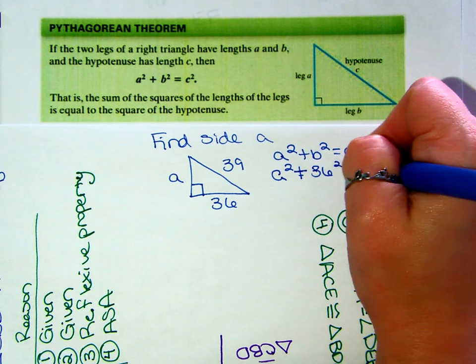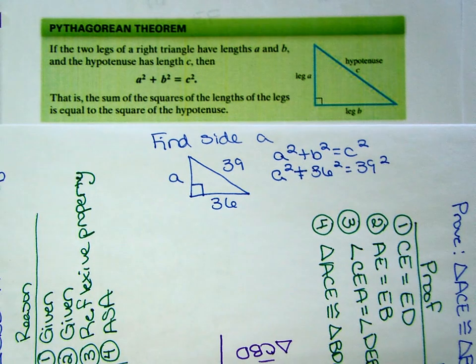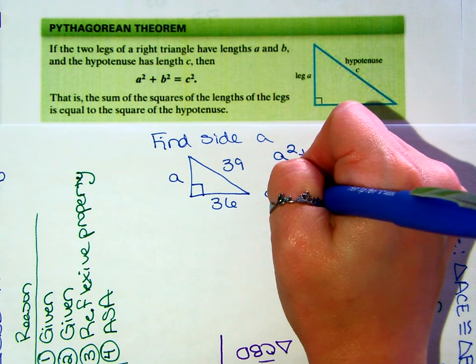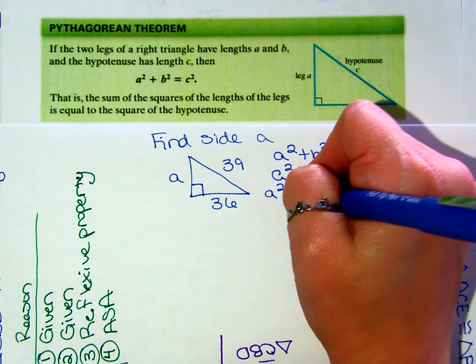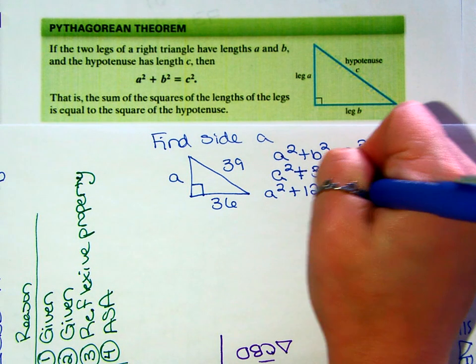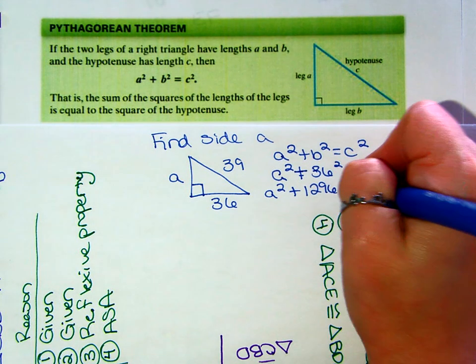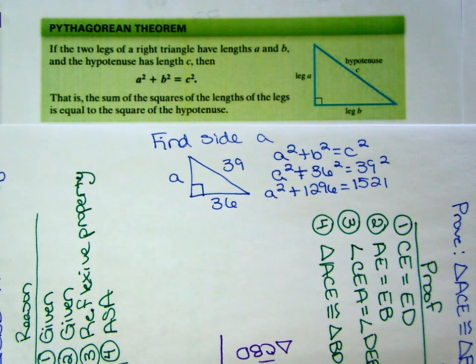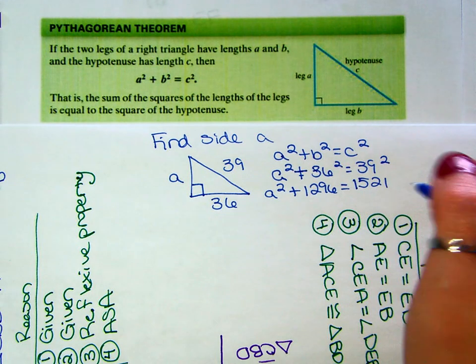These are obviously a little bit larger numbers. 36 squared is 1296. 39 squared is 1521. I'm going to subtract the 1296 over. So I have A squared equals 225.